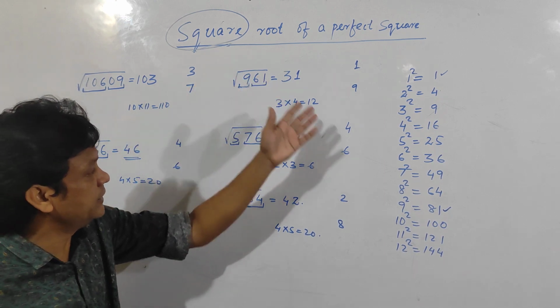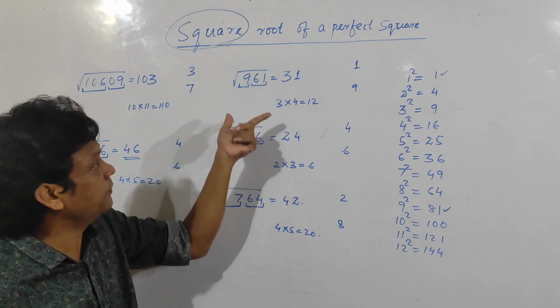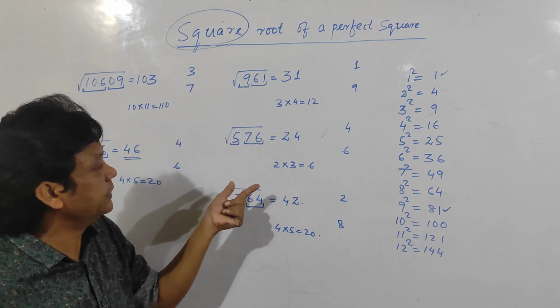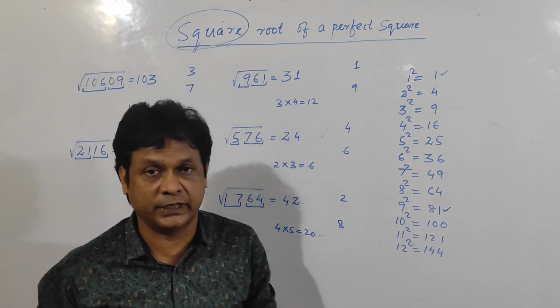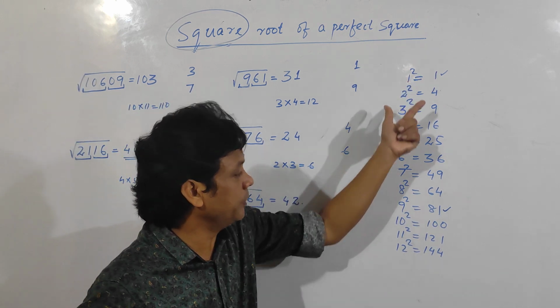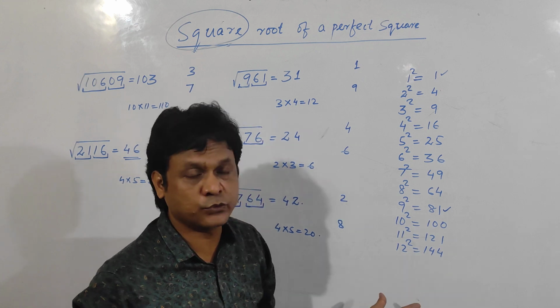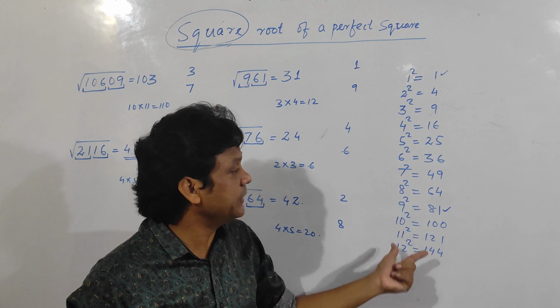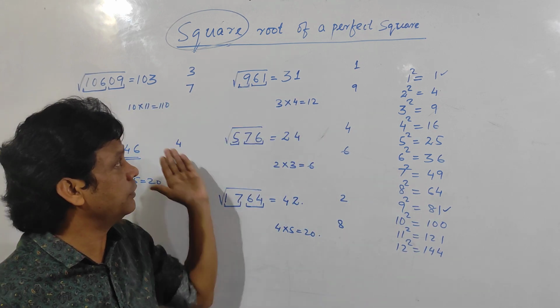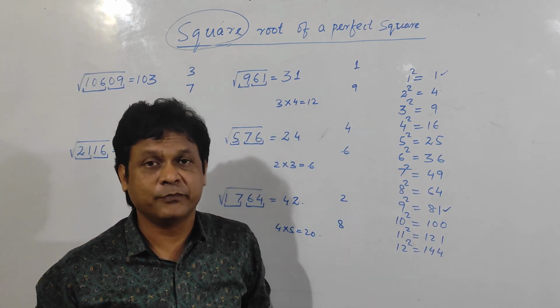So this is the rule by which you can find out the square root of a 3-digit number, 4-digit number, 5-digit number, 6-digit number, or 7-digit number also. Simply you have to remember the squares of numbers up to 20. You will remember these things, then you can easily find out the square root of a perfect square number. Okay, thank you.